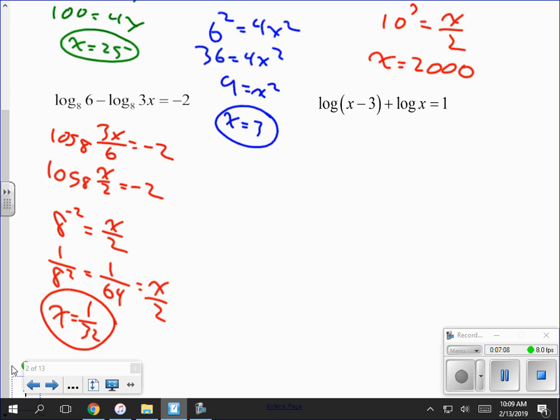Okay, this next one's a little more complicated. It still works the same. I have addition, so that means I have the log of x times x minus 3 is equal to 1. Go ahead and loop. 10 to the first. And then distribute the x on this one, so I get x squared minus 3x.